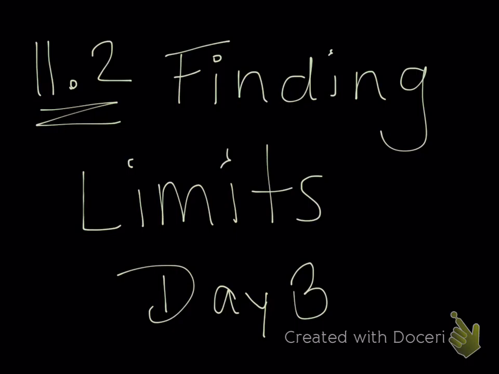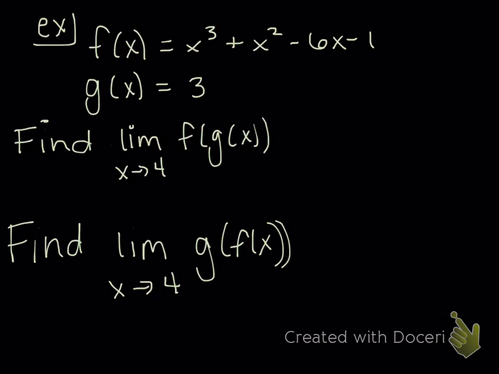Today we're doing day 3 of section 11.2, finding limits. For our first example, you're given a cubic function for f of x and a constant function for g of x. The first problem asks you to find the limit as x approaches 4 of f of g of x. This is called the composition of the two.